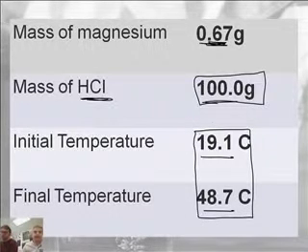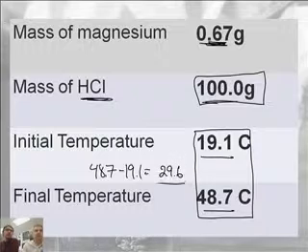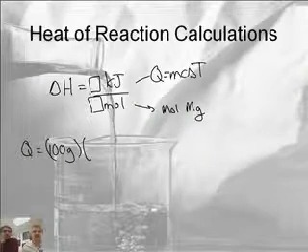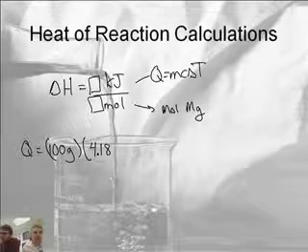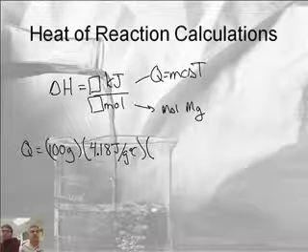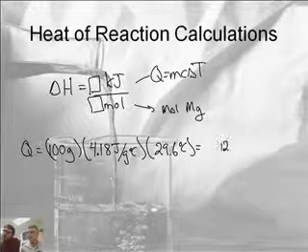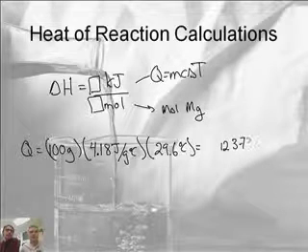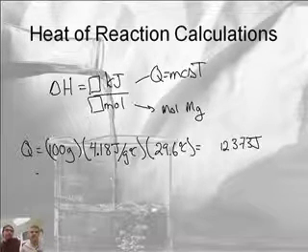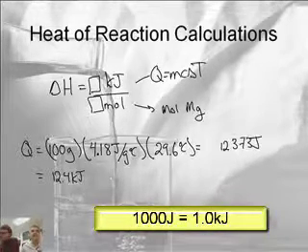Our change in temperature here is 48.7 minus 19.1. That's 29.6. Save that on your calculator, Mr. Sams. Now, what's the C of hydrochloric acid? Since it's mainly water, it'll be 4.18 joules per gram degree Celsius times my temperature change, 29.6 degrees Celsius. That gives me a grand total of 12,373 joules. I'm going to quickly convert that to kilojoules because it makes life easier. That'll be 12.4 kilojoules.